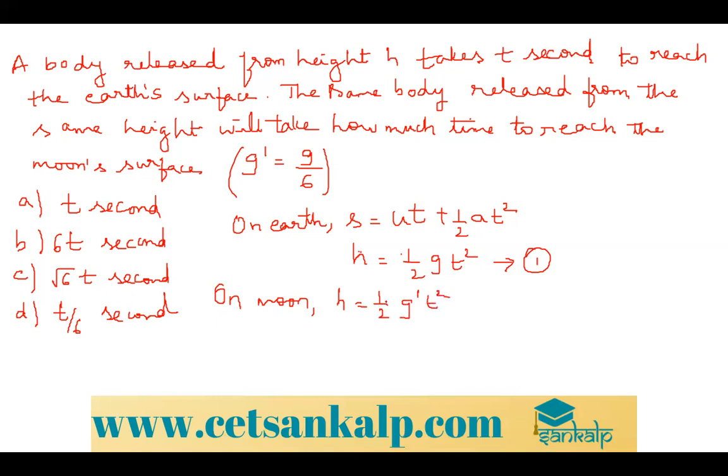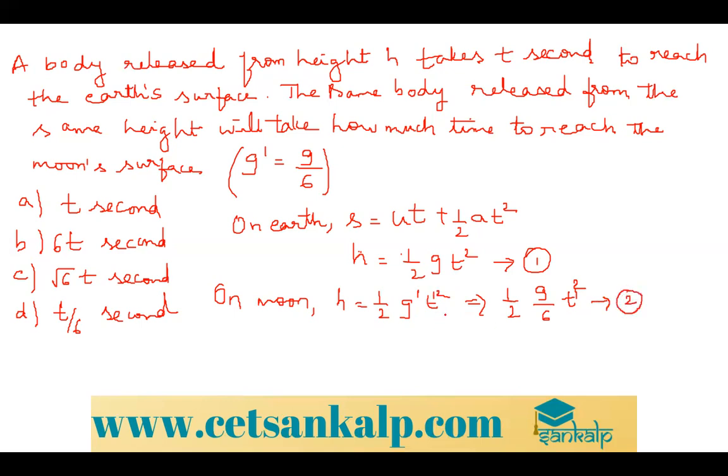So h is equal to half g dash t square. But g dash they have given the value, right? So it is half g by 6 t dash square. That is a different time, t dash. I'll be calling this equation 2.